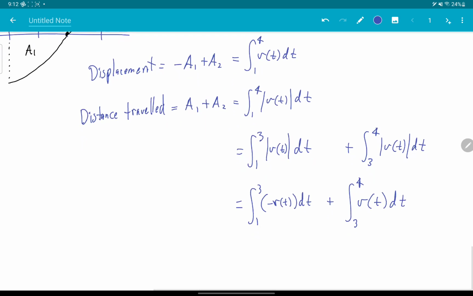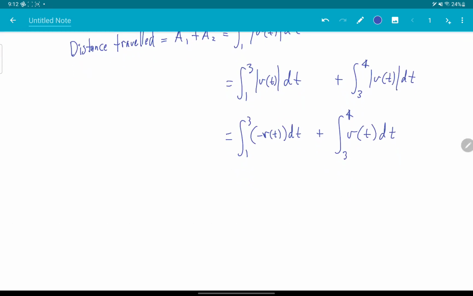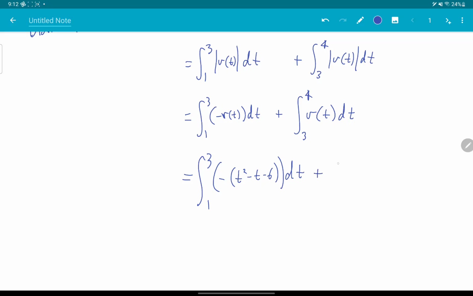Okay, now we can work this out. This is the integral of negative t squared minus t minus 6. So this is tedious, but if I expect you to do it, then I should probably do it too, right? At least sometimes.